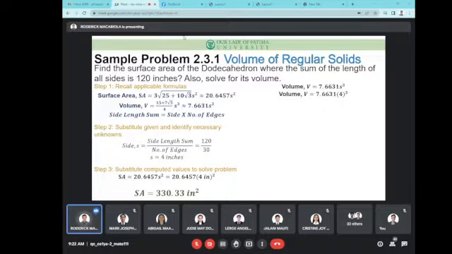Anyone? What's the volume of the given dodecahedron? Alama po. Sir, 490.43 po. Alama, go. Ano po? 490.44 po. Very good. Unit.